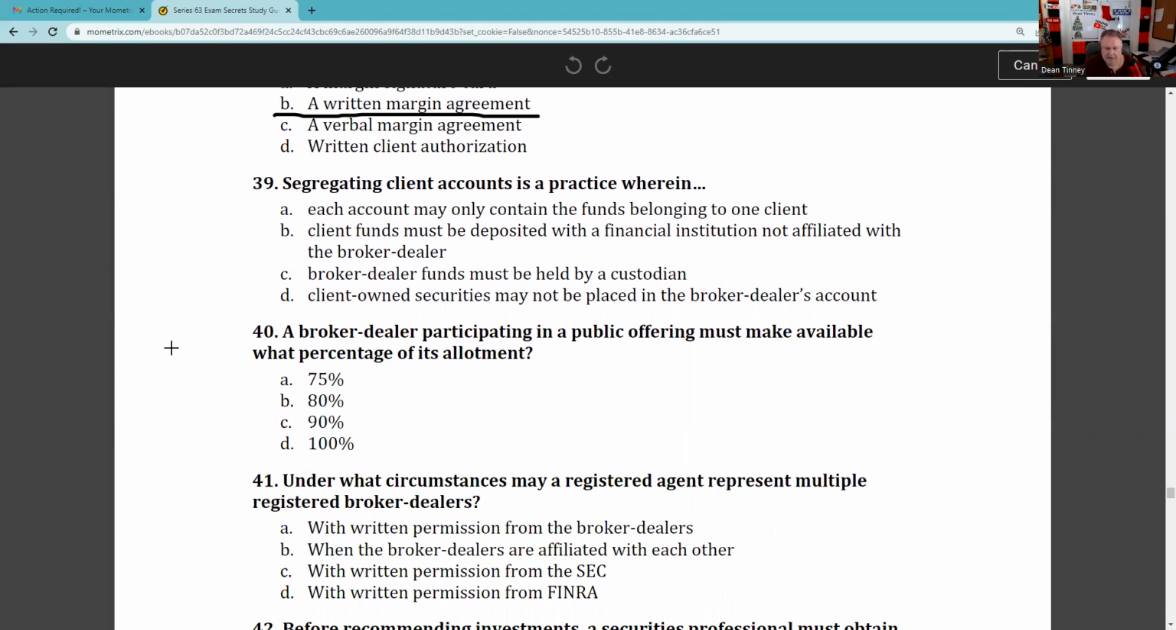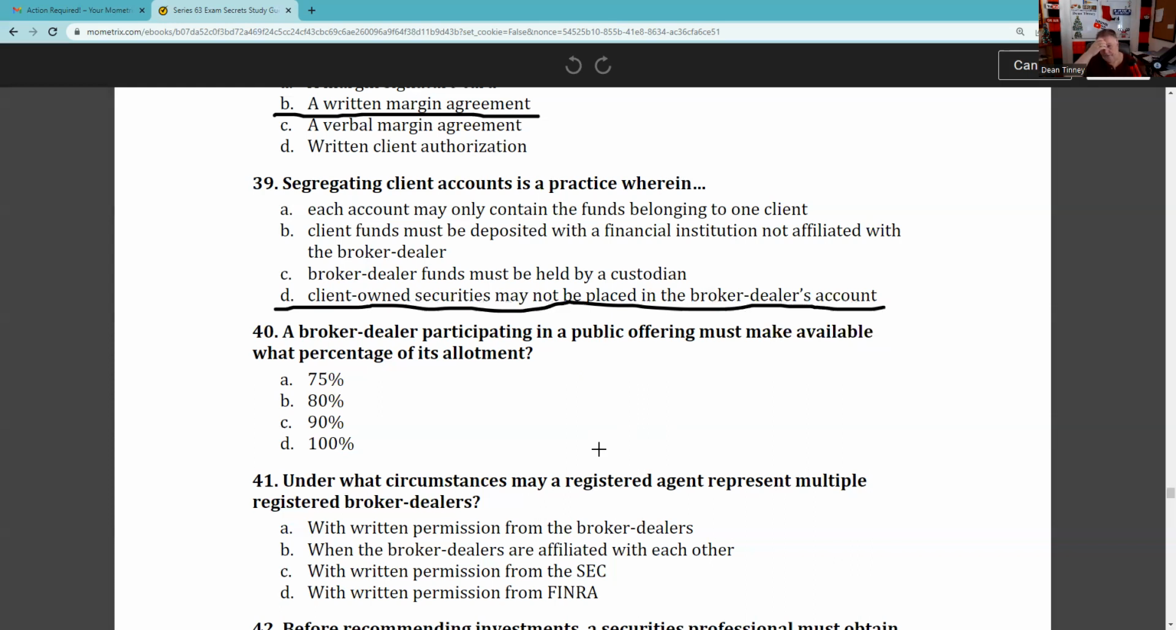Client funds must be deposited with a financial institution not affiliated with a broker-dealer. Well, I could toss that out because lots of broker-dealers do have custody of client funds. So B's out. Broker-dealer funds must be held by custodian. No, I don't need a custodian to hold my broker-dealer funds. No, that's out. Client-owned securities may not be placed in a broker-dealer's account. Yeah, segregation between the broker-dealer and the client is what this is about. Most of us will have customers commingled. What I mean by that, it's okay to have all the customers' monies and securities in a customer location and broker-dealer separate. What wouldn't be kosher is to have the customer securities with the broker-dealer securities.